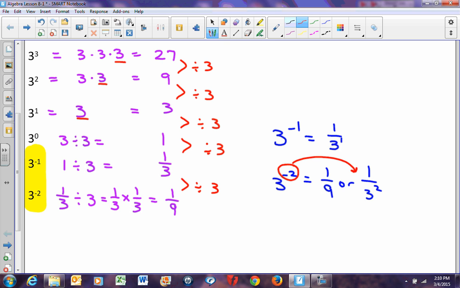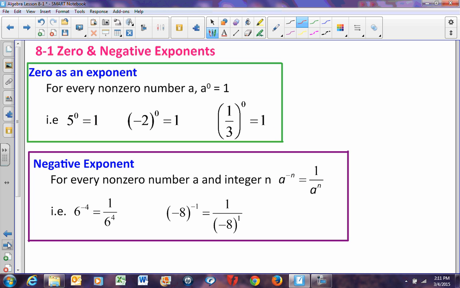This leads us to two very special properties of algebra: the zero exponent property, and the negative exponent property. 0 as an exponent says for every non-zero number a, a to the 0 equals 1. For example, anything to the 0 power, with the exception of 0, is 1. 5 to the 0 power is 1. Negative 2 to the 0 power is 1. Doesn't matter if it's negative or positive. 1/3 to the 0 power is 1. 4,556,210 to the 0 power is 1. Any number to the 0 power is 1.